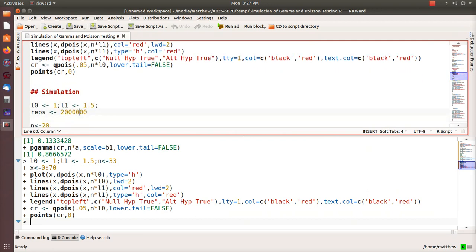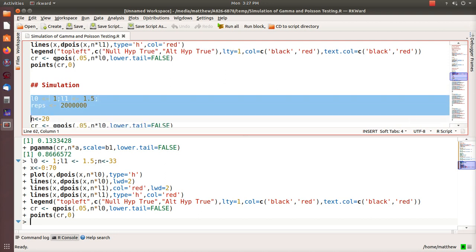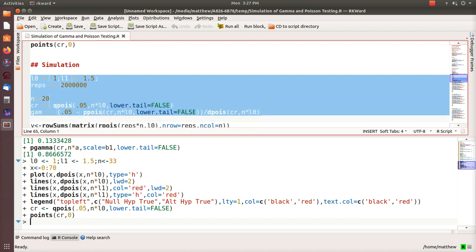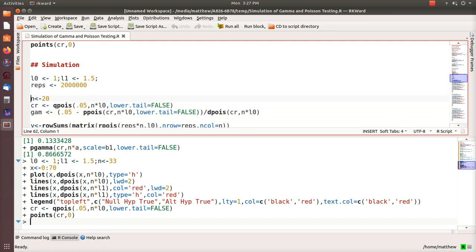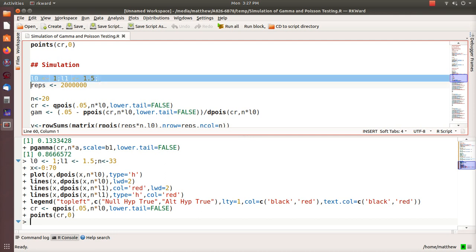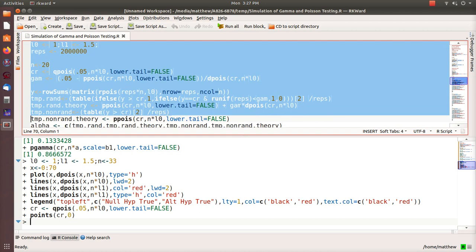So let's do the simulation. We're going to do the simulation with the same assumptions. The null hypothesis is that lambda is 1, the alternative is 1.5. We're going to do 2 million replications because somehow this is faster in simulating Poissons than the others. Since it's discrete, we're going to do both a randomized test and a non-randomized test. If you watch the earlier videos in this playlist on hypothesis tests, it talks about what a randomized test is. So let's do a sample size of 20.